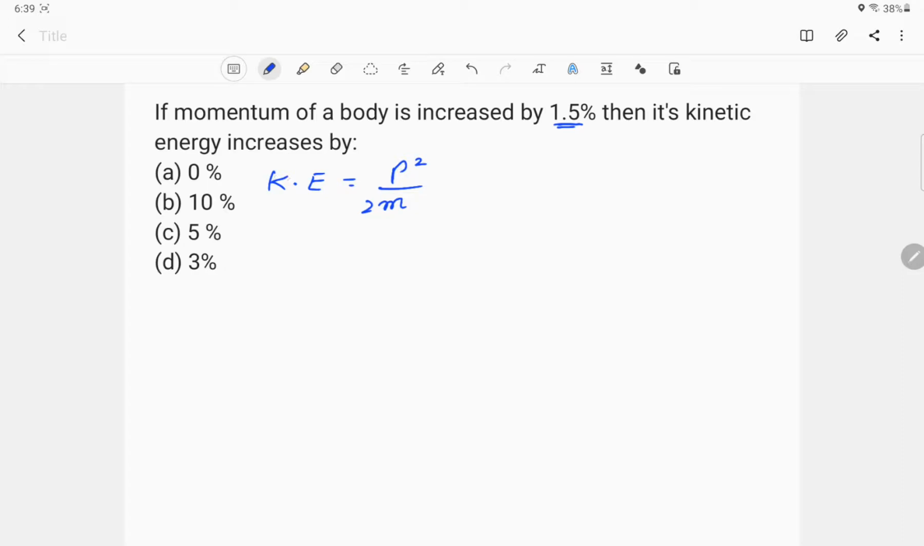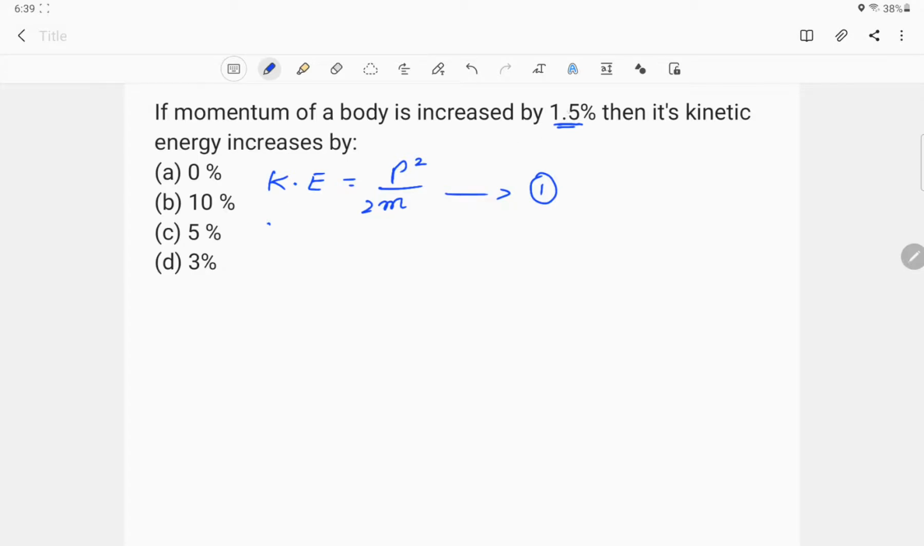How? We are supposing that this is the initial momentum and this is the initial kinetic energy. Now we are going to determine the final momentum and final kinetic energy, on the basis of which we will arrive at the final answer.